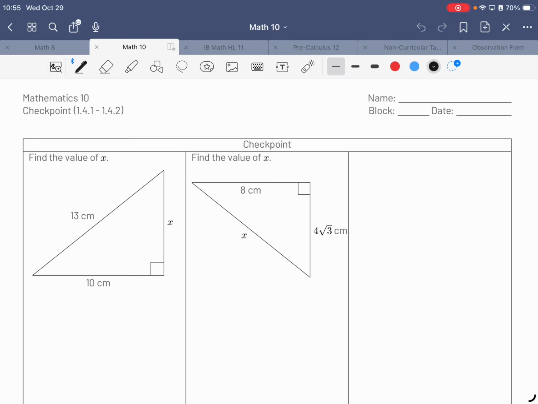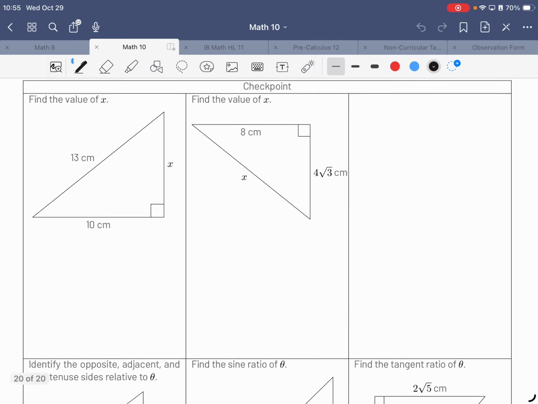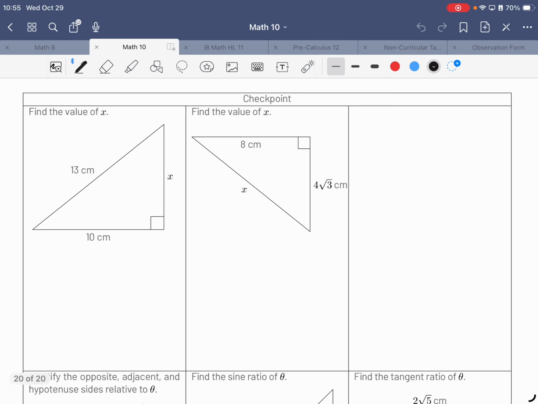Going through the math 10 checkpoints. So this is about trigonometry, the trigonometric ratios. So let's get started. The first question is find the value of x. You already know how to do this from grade 8 mathematics, so that should be easy.